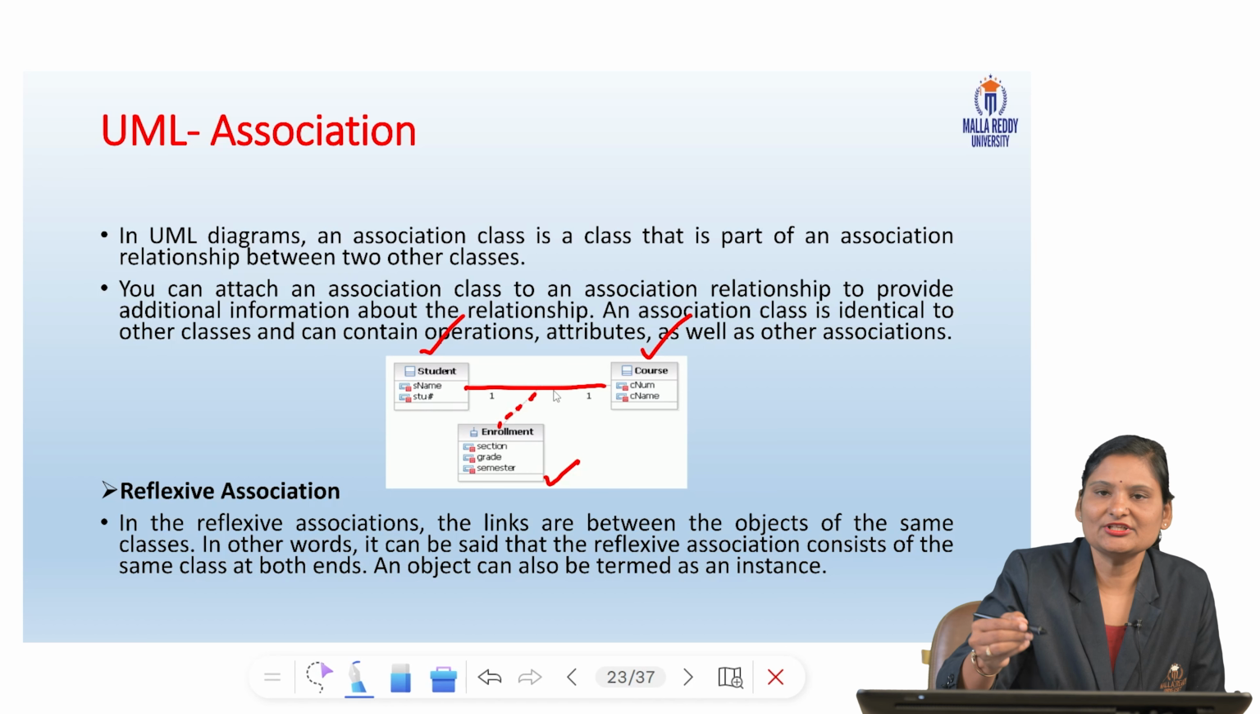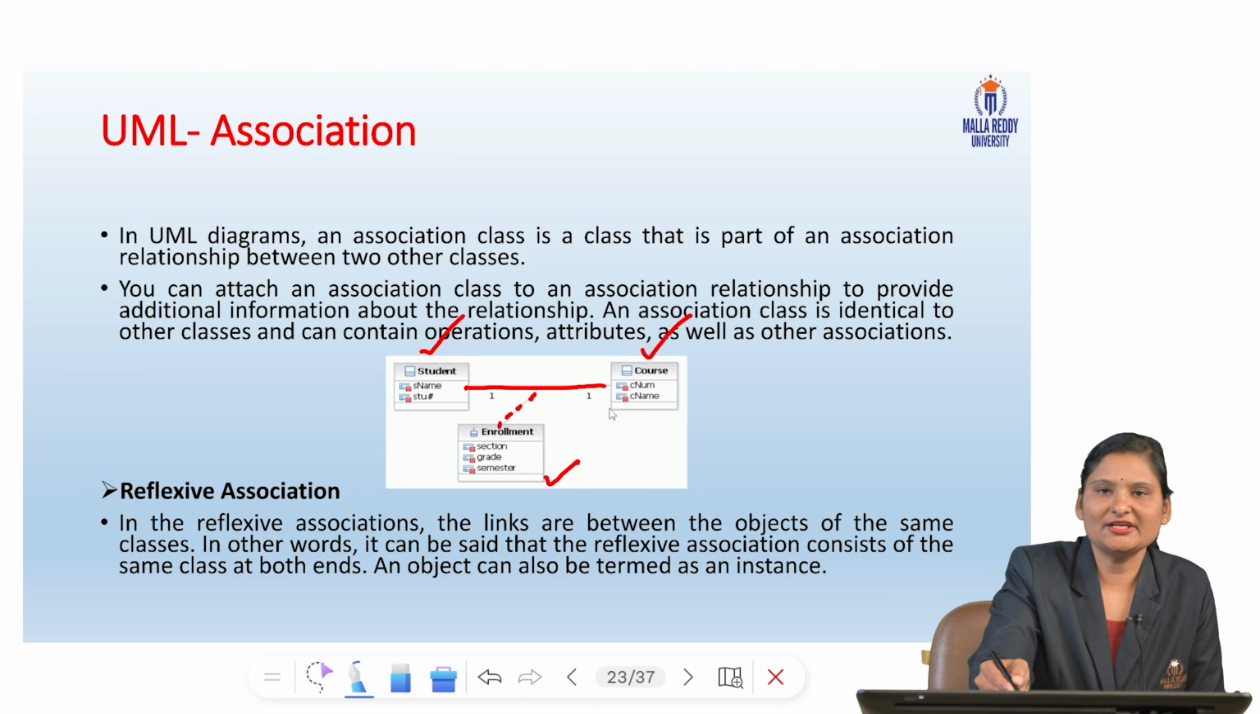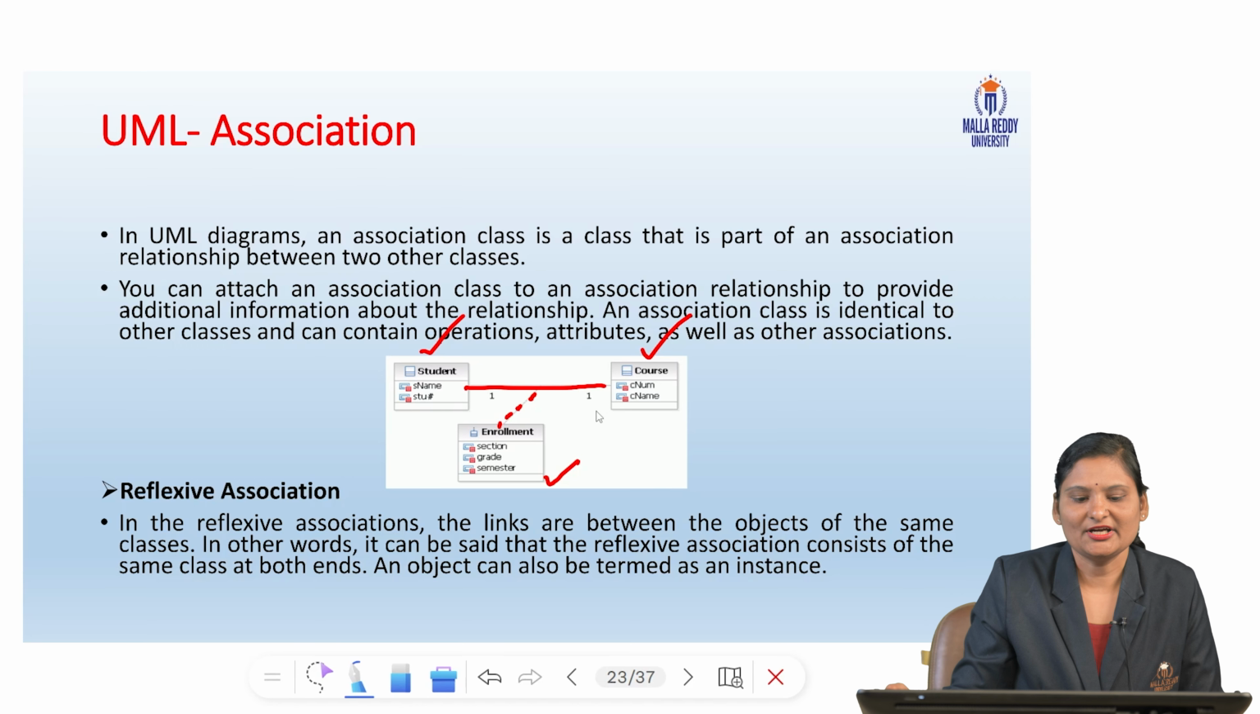It is represented with a dashed line. And you can see here how they are related. One student is able to register for one course. You are going to provide a one-to-one relationship here. So in association, we have different types of association. One of the associations is reflexive association.